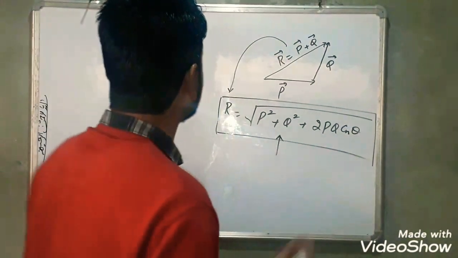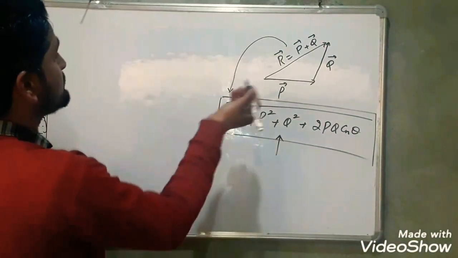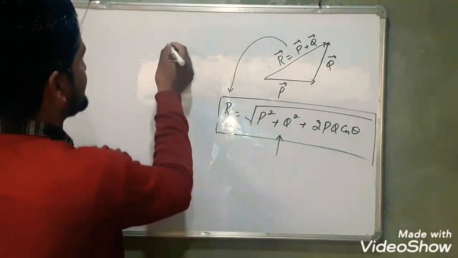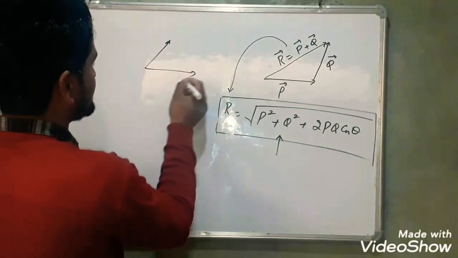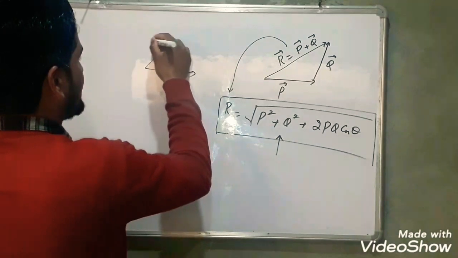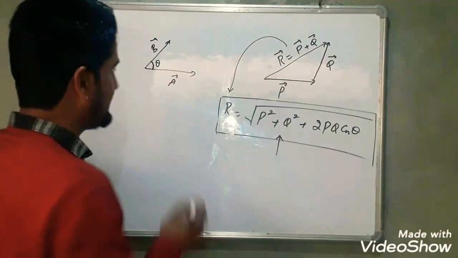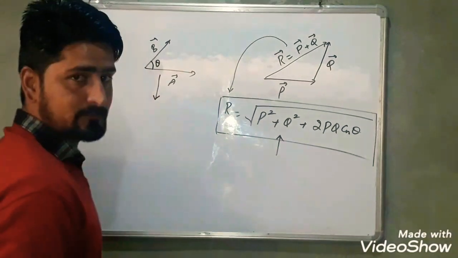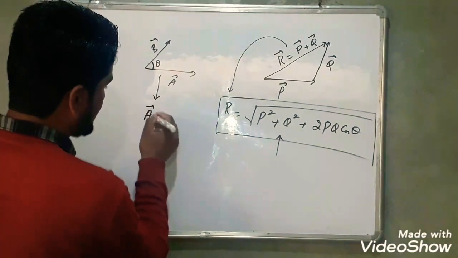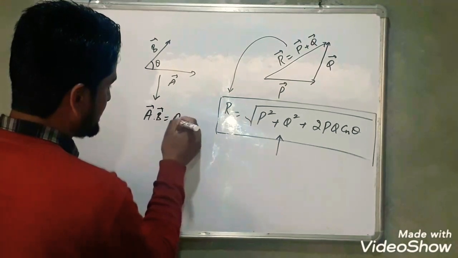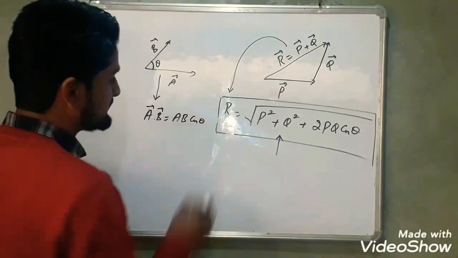Second point we have also discussed: if we have two vectors, vector A and vector B, making some angle, the smaller angle theta between the two vectors, then we know their scalar product A dot B is equal to A B cos theta.